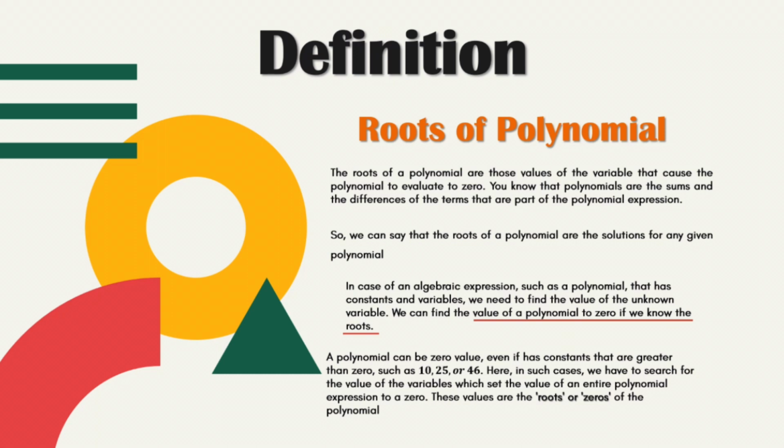A polynomial can be zero valued, even if it has constants that are greater than 0, such as 10, 25 or 46. Here, in such cases, we have to search for the values of the variables which set the value of an entire polynomial expression to 0. These values are the roots or zeros of the polynomial.